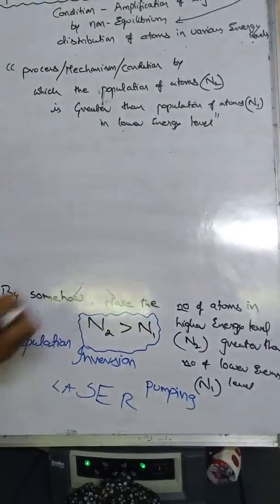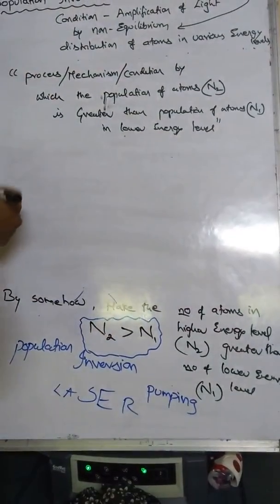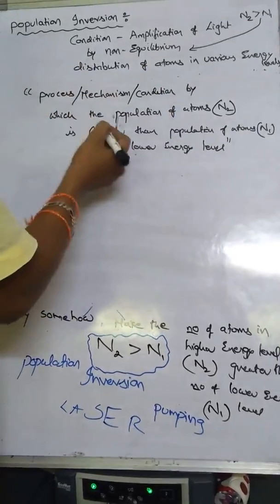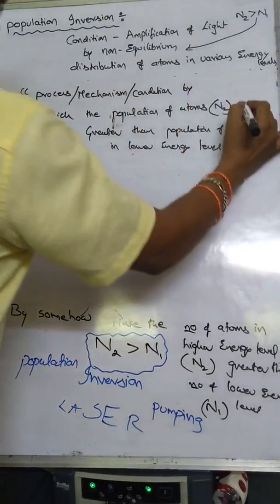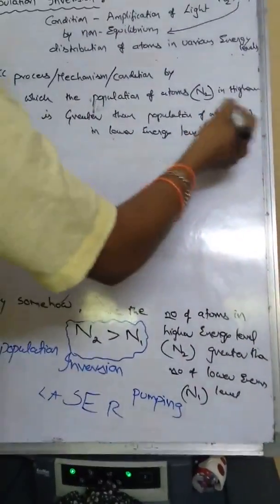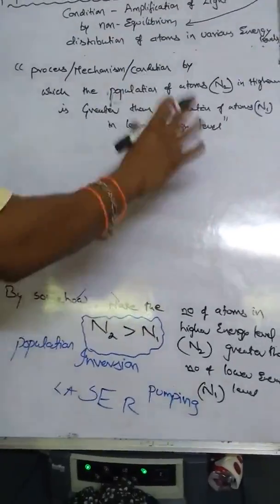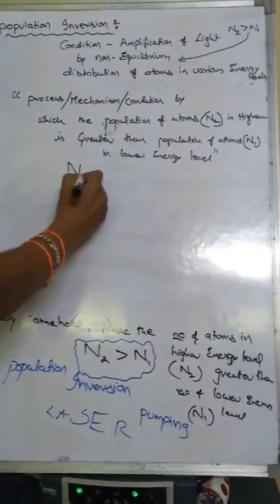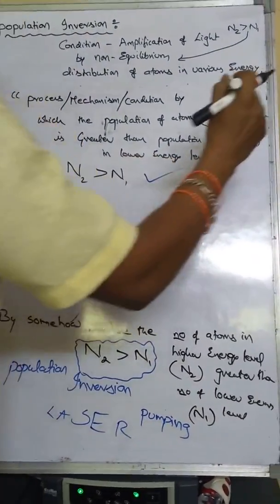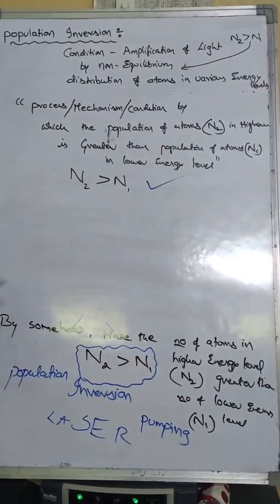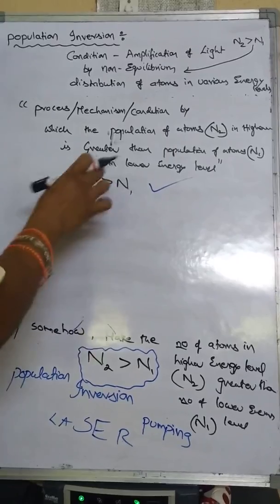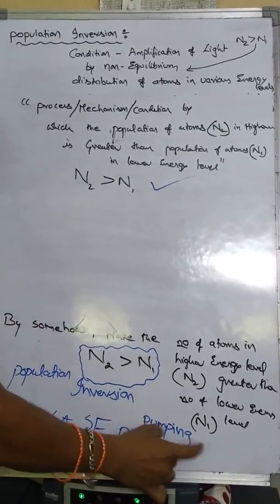Let everybody follow this definition. So population inversion is a process or a mechanism, or an important condition by which the population of atoms in a higher energy level is greater than the population of atoms in the lower energy level. So if this condition is acquired, if for example N2 greater than N1 is acquired, then we are ready to produce a laser. For this condition to be attained, there is a process known as pumping.